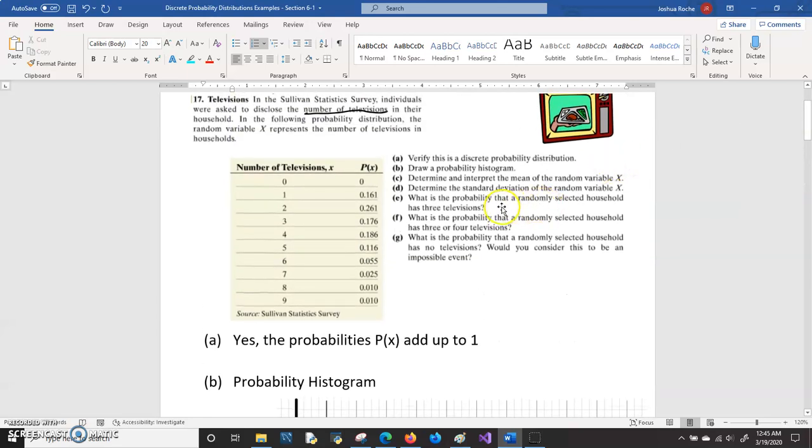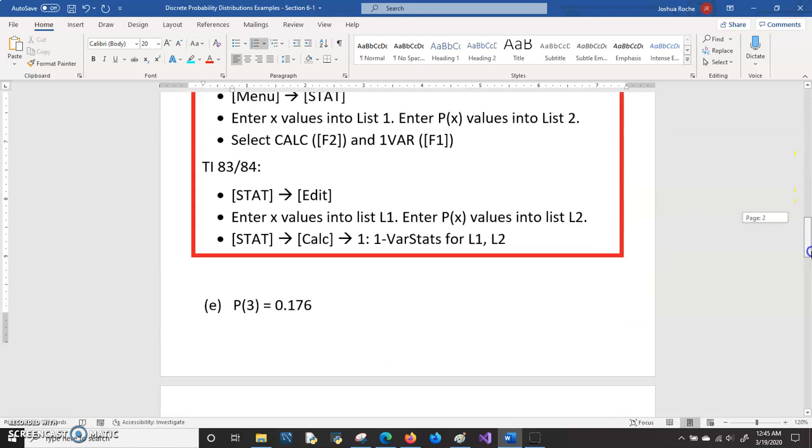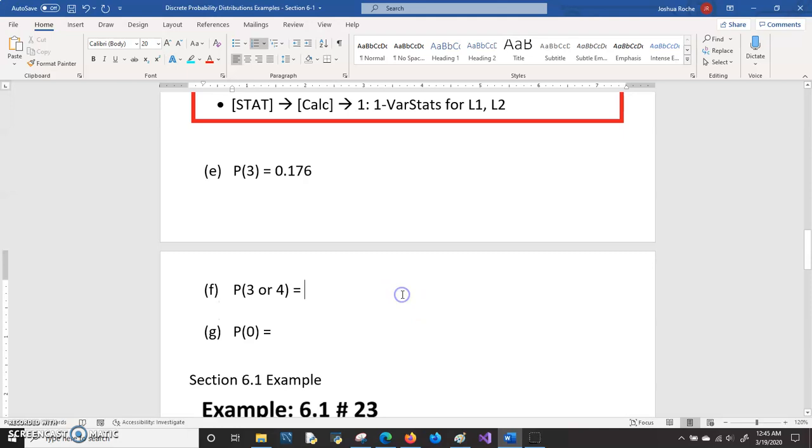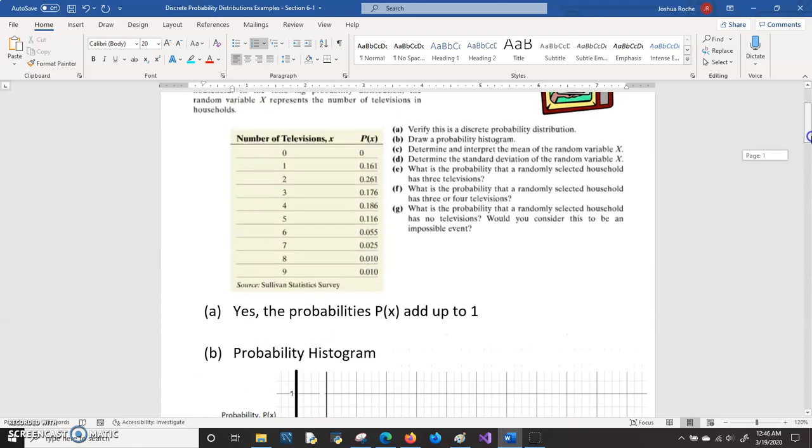In part F, they want to know what's the probability that a household would have 3 or 4 televisions. 3 or 4, remember that word or means that you add. So 3 or 4, that's these two probabilities, we'll add them together. 0.176 plus 0.186 is 0.362.